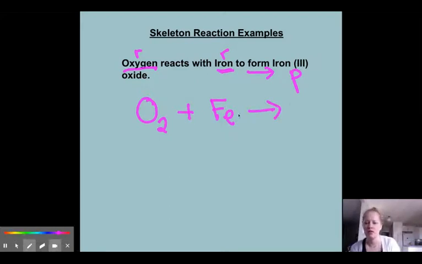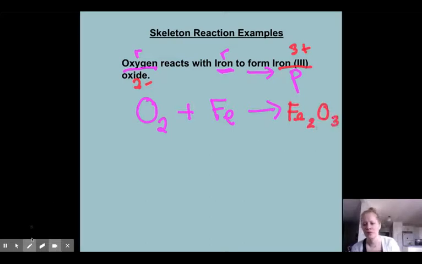I do have to, sorry guys, I'm trying to get a different pen color here. I do have to write this compound properly. It says 3 plus and oxygen is 2 negative, so I have to balance this. So this should be Fe2O3. Okay, so there is all of my beautiful formula work that we spent time doing in chapter 2.